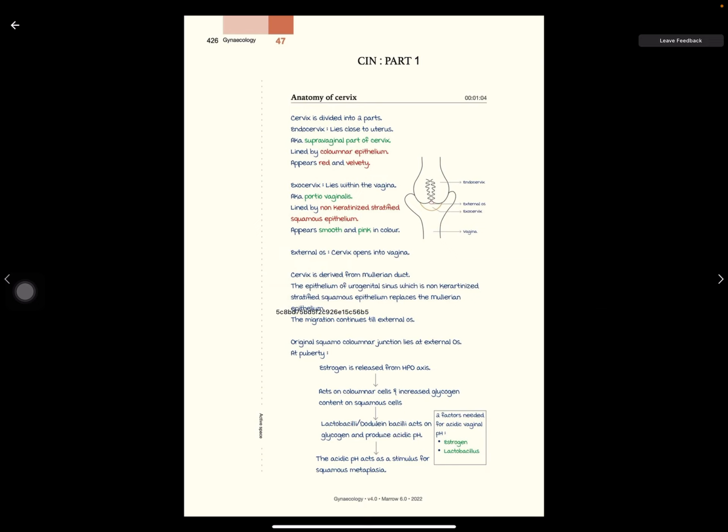The epithelium you will probably remember. The external os is where the cervix opens into the vagina. Cervix is derived from the Mullerian duct. We know that. The epithelium of the urogenital sinus is non-keratinized stratified squamous epithelium, which replaces the columnar epithelium. So red and velvety, pink and smooth. The migration occurs only up till the external os. Okay, so there is a migration. So now we're going to learn the concept of the transitional zone.